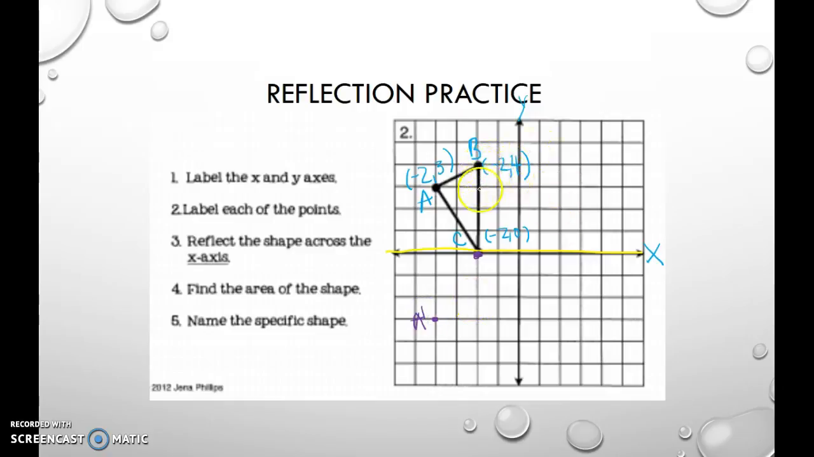For B, I had to go down 1, 2, 3, 4. So I'm going to continue 1, 2, 3, 4 in the opposite direction, and that gives me my B prime, and of course we already had our C prime, and I can connect my points to get my new triangle, which again, is a little bit nicer when you're doing it on a piece of paper with a straight edge. Okay?